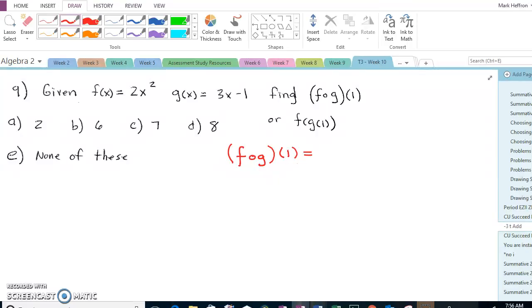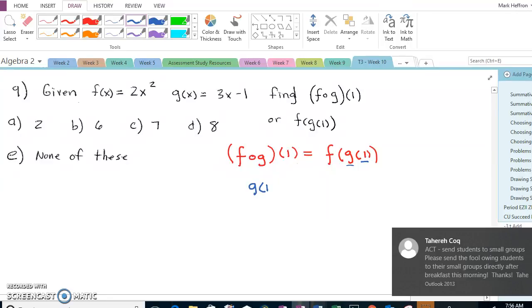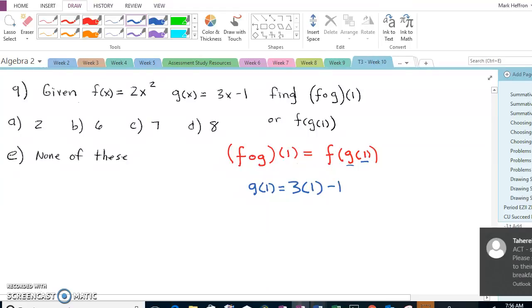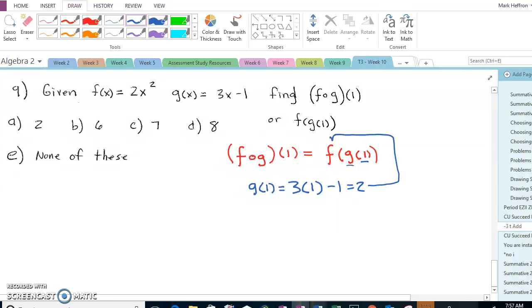So you've been asked to find the f of g of 1. Just as a reminder, this is written as the same as f of g of 1. So what that means is the inside function is g, and we're going to start with an x into that inside function. So g of 1 equals 3 times 1 minus 1, or 2. That 2 is now going to be plugged into f as the outside function.